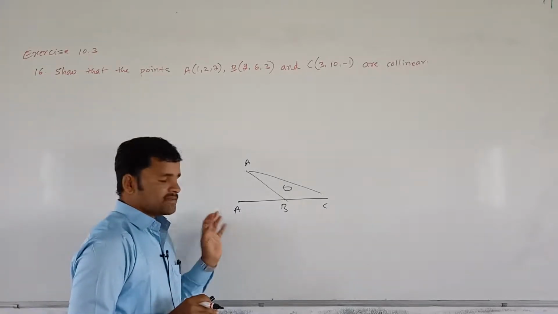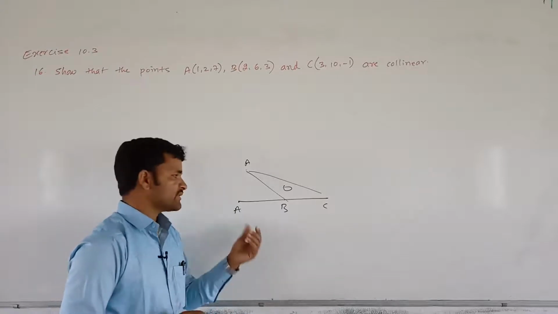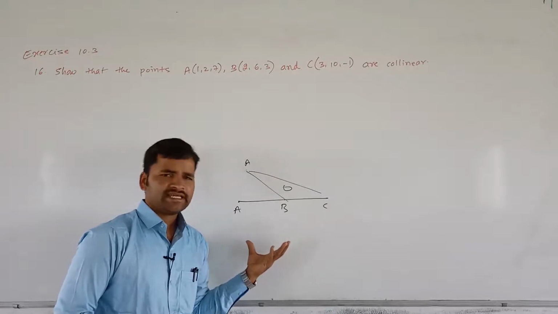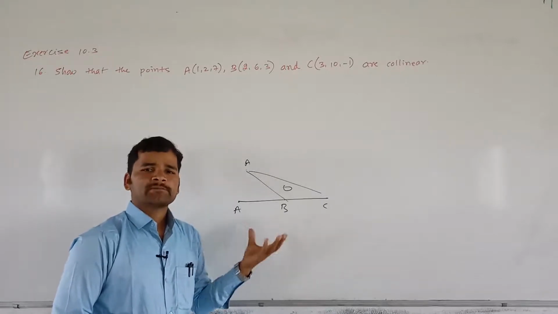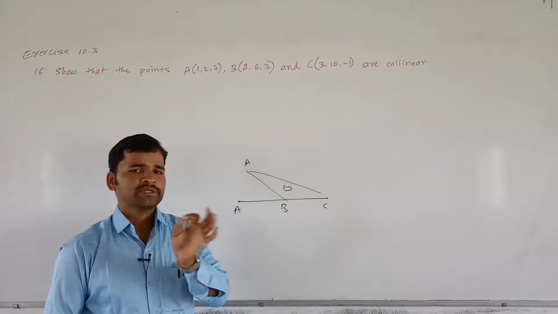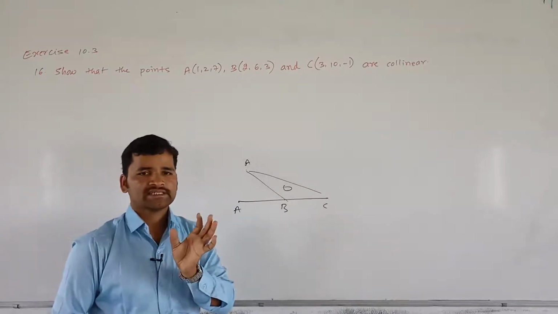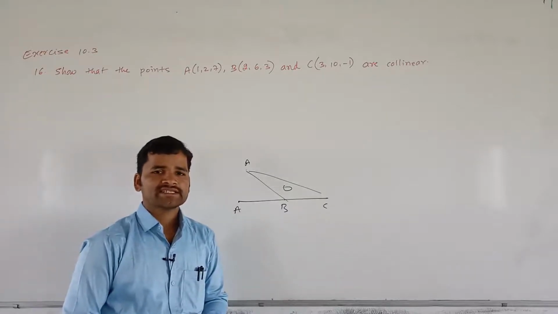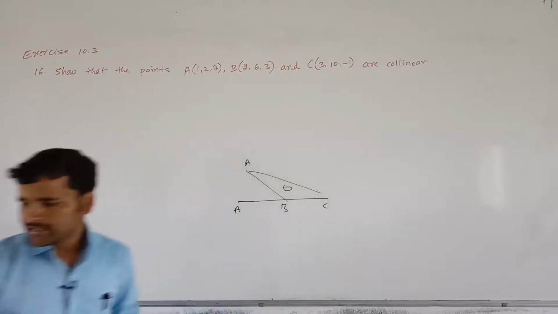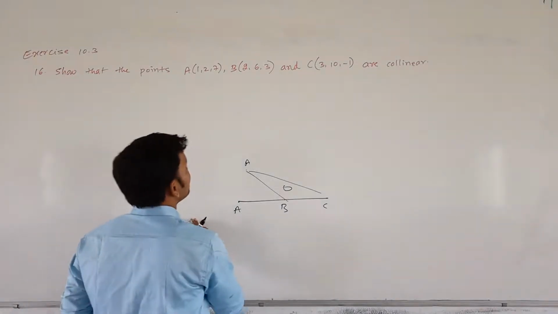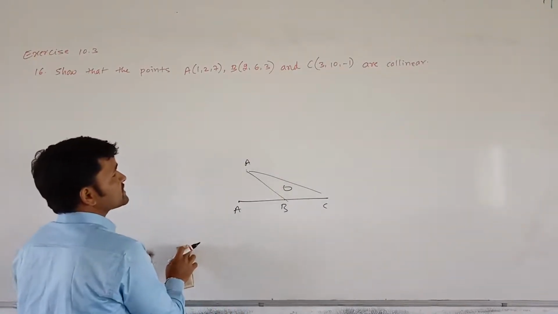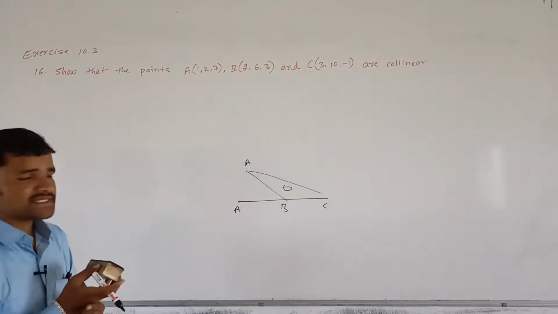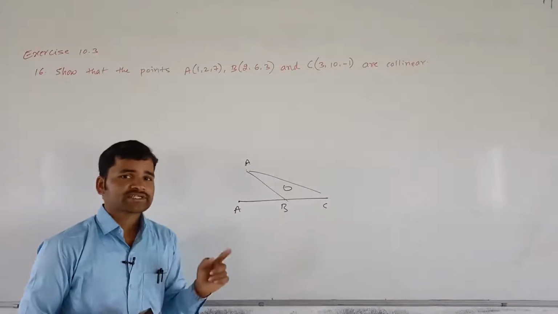Here, to prove A, B, C are collinear, what do we do? We will find out AB length, BC length and AC length also. If you take the sum of the smaller two lengths, that should be equal to the one bigger length, that is the third length. If that condition is satisfied, all the points will be lying on a single straight line. Okay. Now, let us find out all three lengths first. Here, these are the points given to us. Points given in the sense, position vectors are given to us.